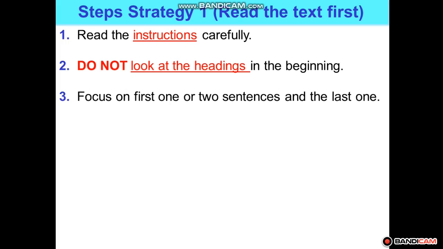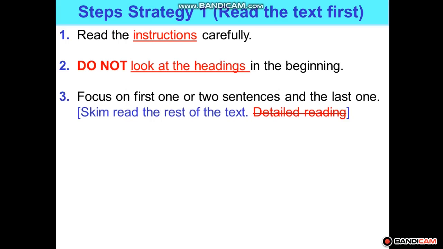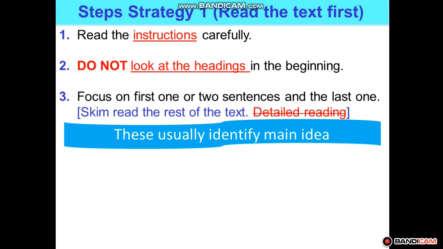Then number 3, focus on the first one or 2 sentences and the last one. So what you need to do is skim read the rest of the text. No detailed reading at all. Keep it in your mind. These usually identify the main idea, as I said before, the first 2 sentences and sometimes the third one.